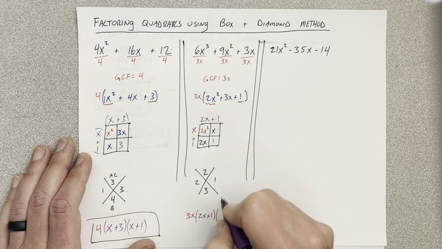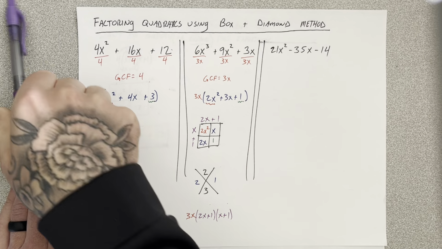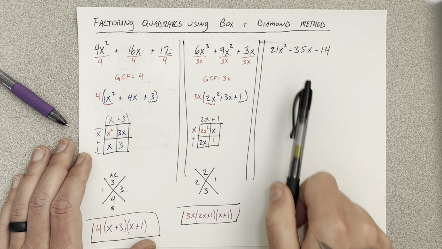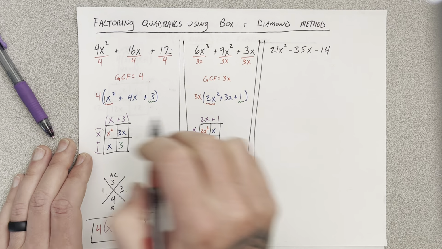Times this side here, x plus 1. So our entire quadratic can be split up like so. Let's do one more of these and then we'll wrap this up.